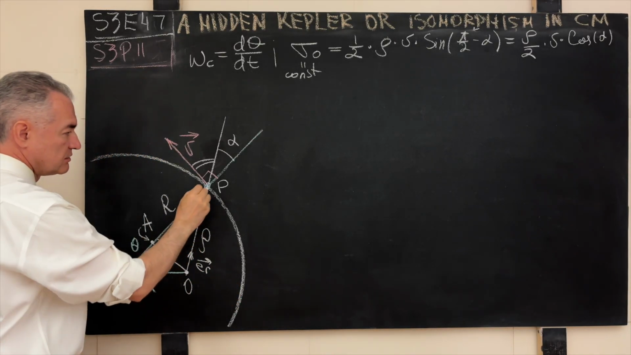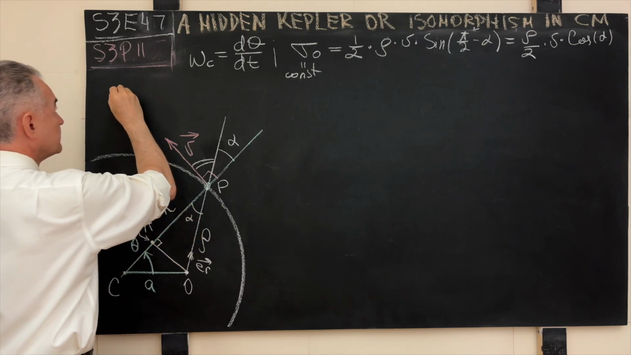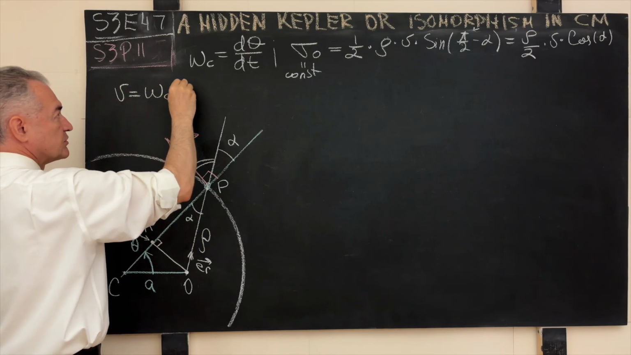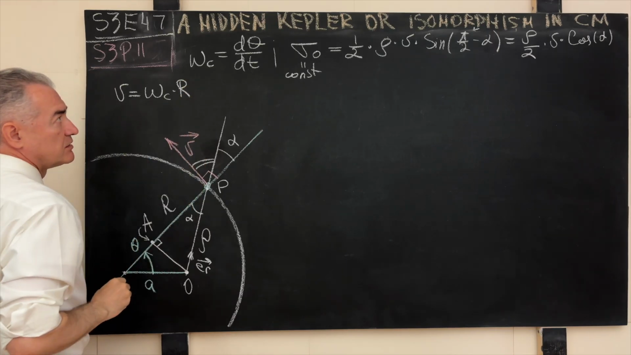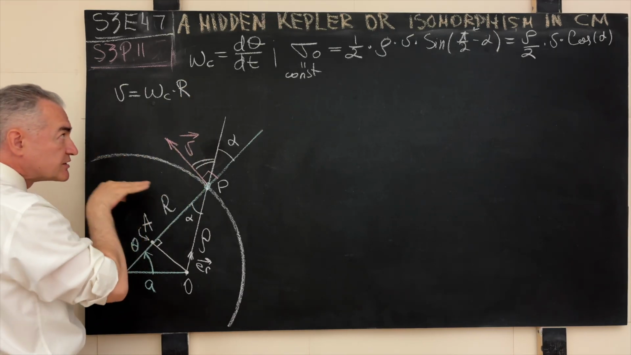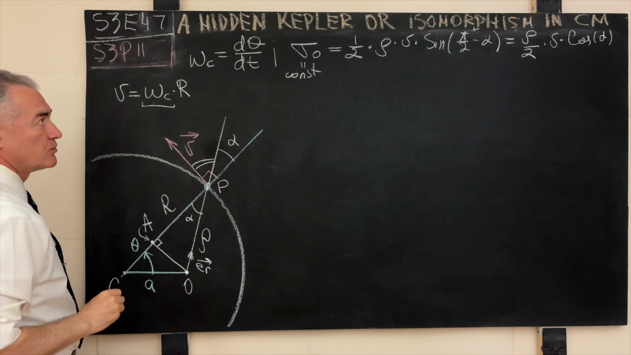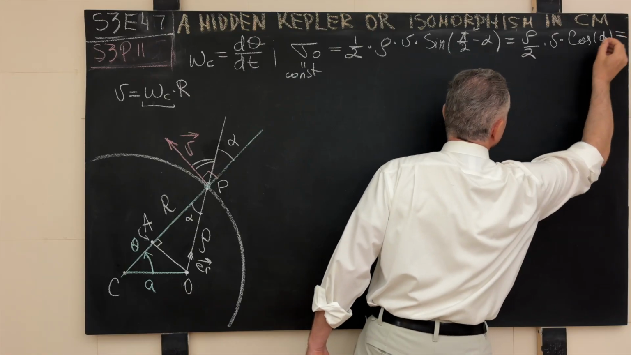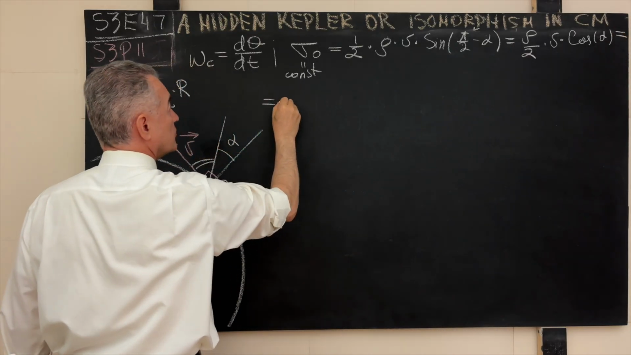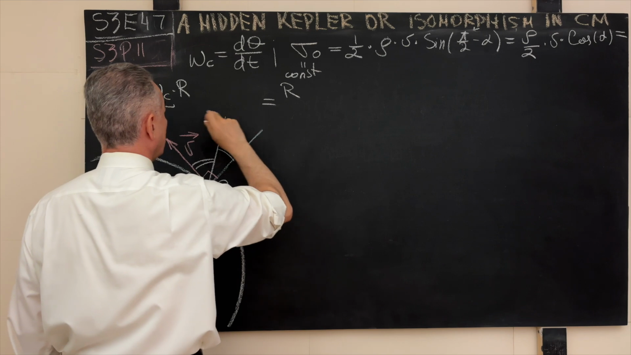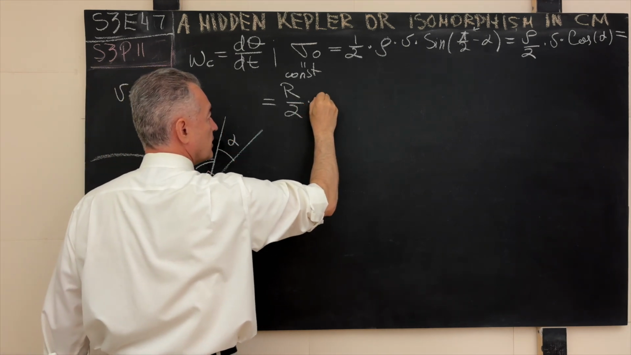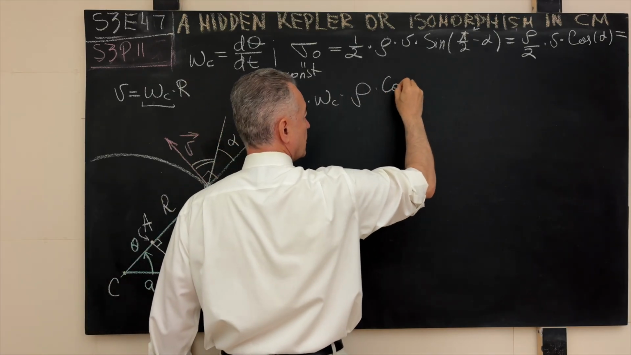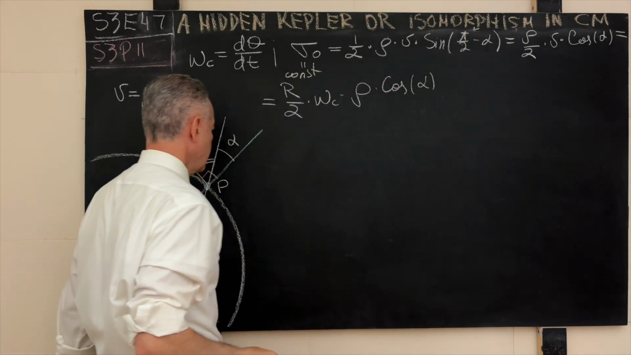Now, the linear velocity v is equal to, again, omega c times r. You see, this is how it works. This is how we splice the quantity that we need into the works. So here we continue writing. It will be constant quantity r over 2 times omega c times rho times cosine of the angle alpha.